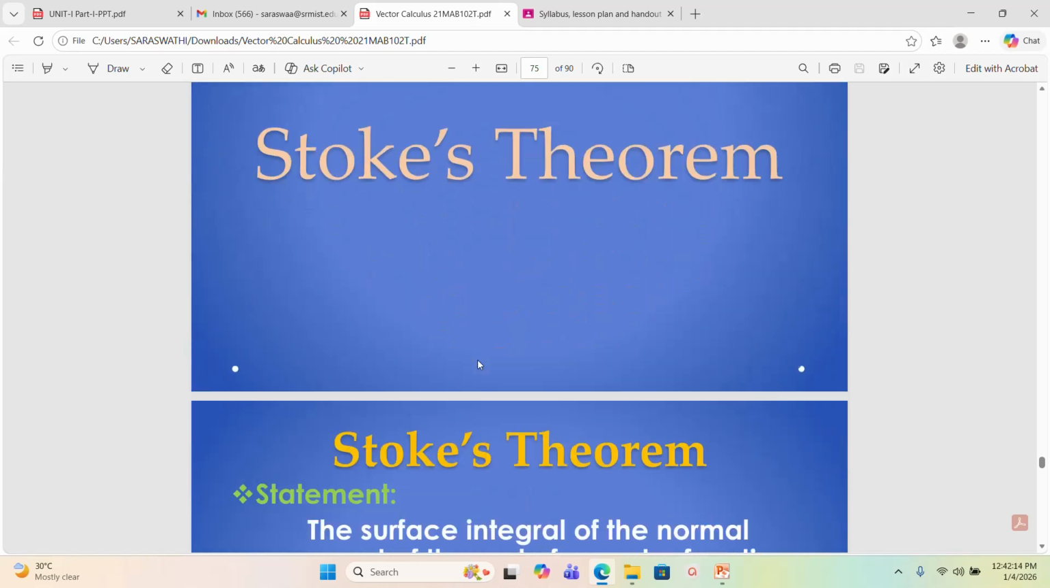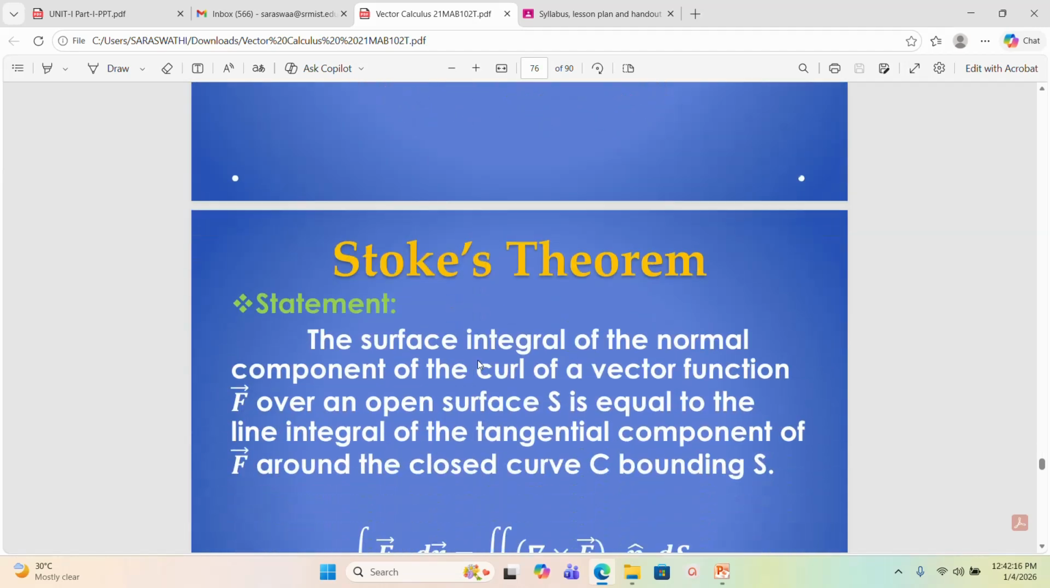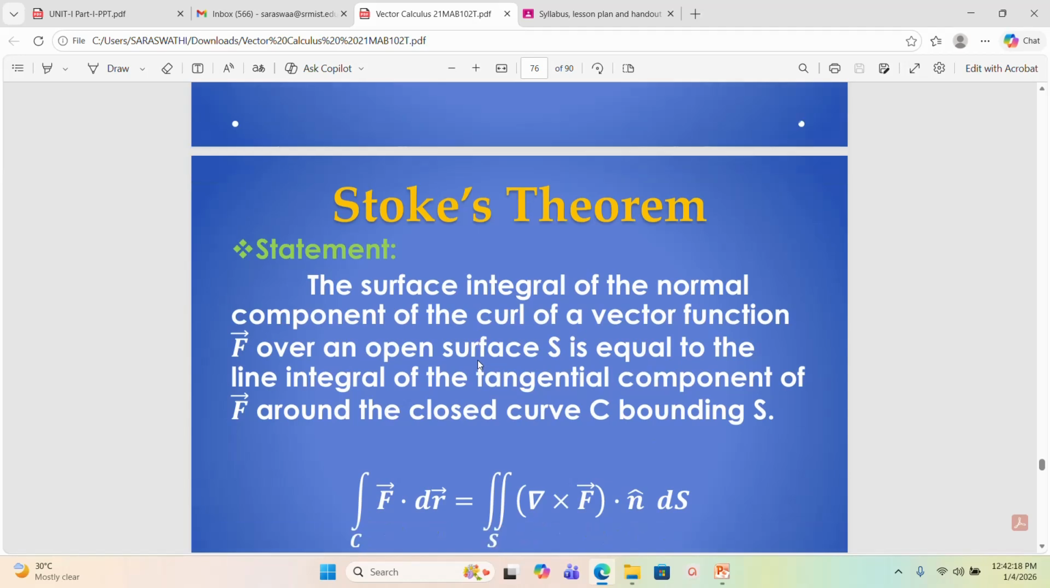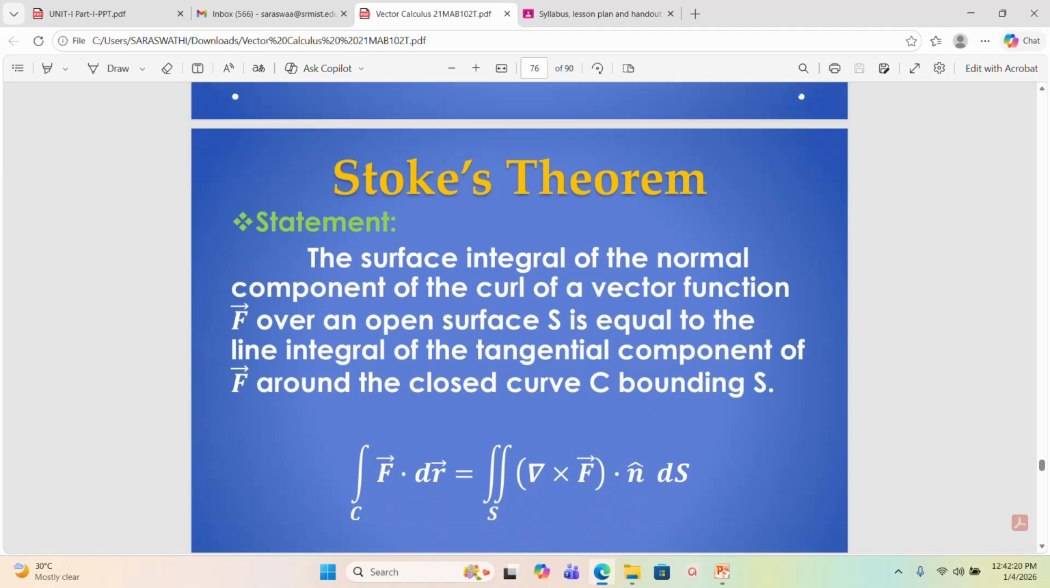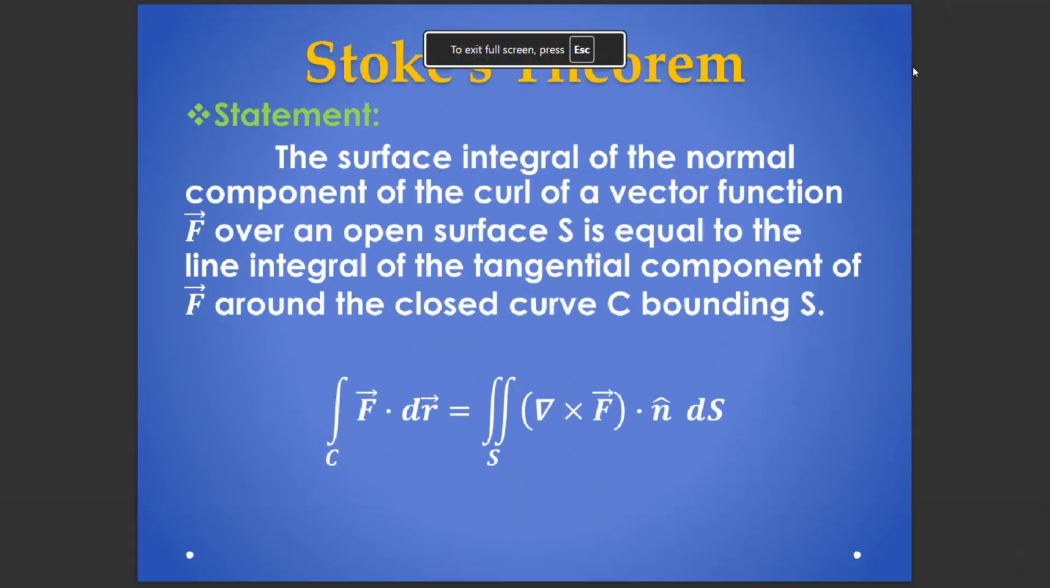The last theorem is the Stokes theorem. Now the Stokes theorem statement: the surface integral of the normal component of the curl of a vector point function F over an open surface S is equal to the line integral of the tangential component of F around the closed curve C bounding S.